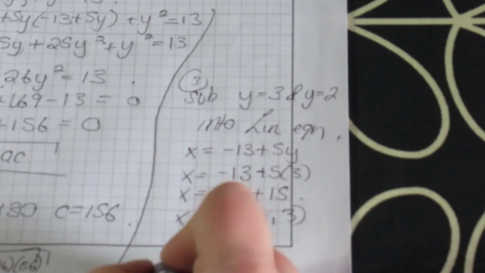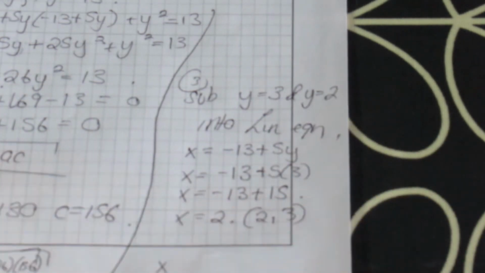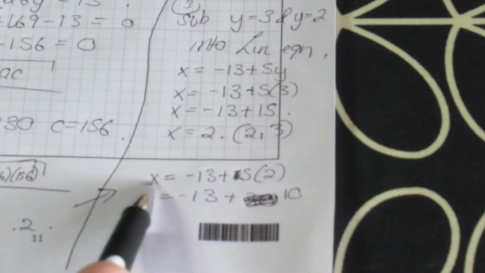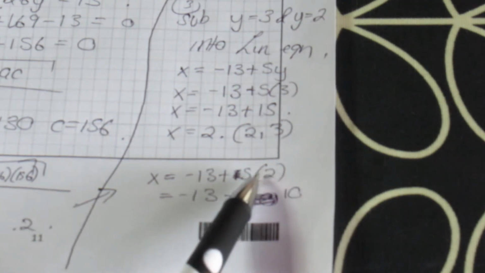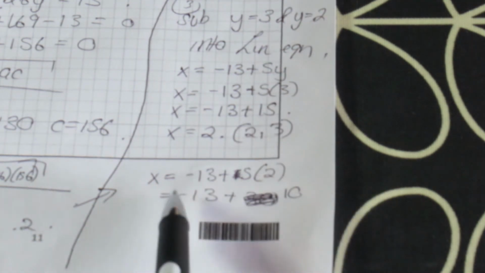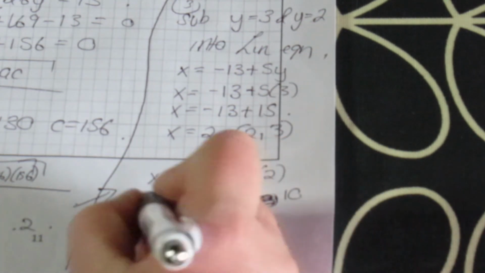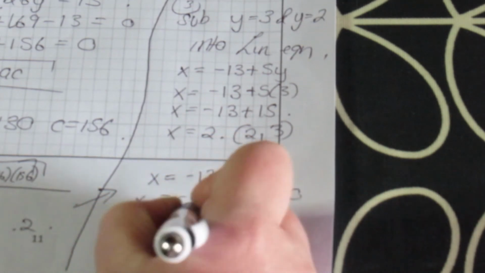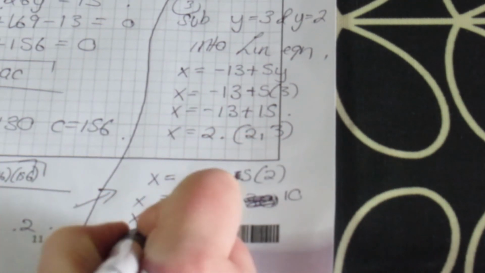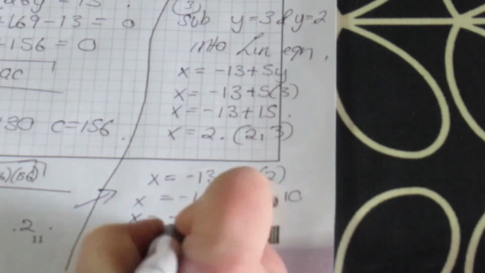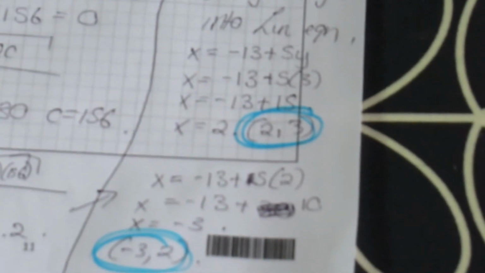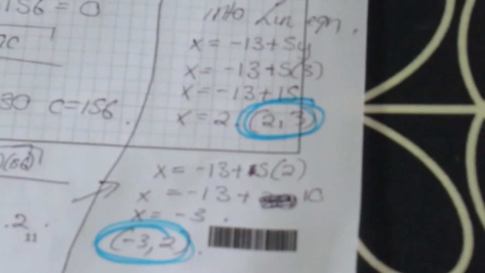And I do the same with y equals 2. I sub that in as well. So I'm taking minus 13 plus 5 multiplied by 2, which gives me minus 13 plus 10, which gives me an x value of minus 3. So coupling those up, I have minus 3, 2. So you can see our solutions there.